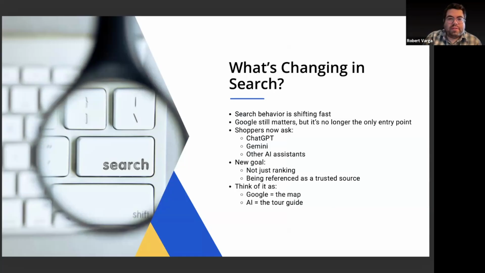Exactly. We like to think of it like this. So Google is still the map, but ChatGPT, Gemini, and others are becoming the tour guide. So if your content is credible and clear, you have a much better chance of being the place that the tour guide points people to. I love that analogy. All right.